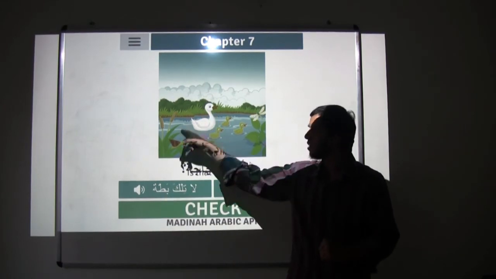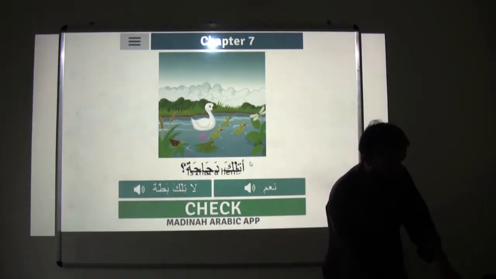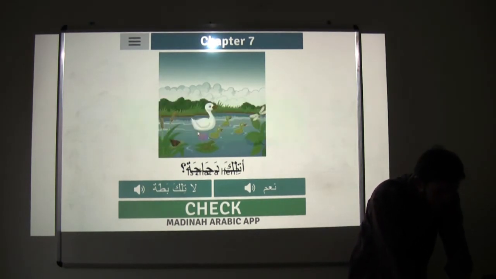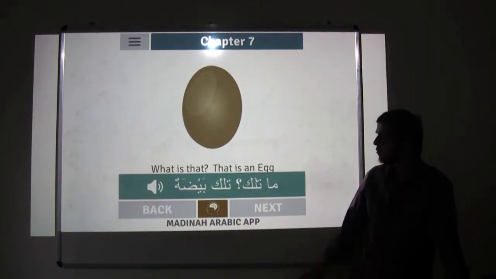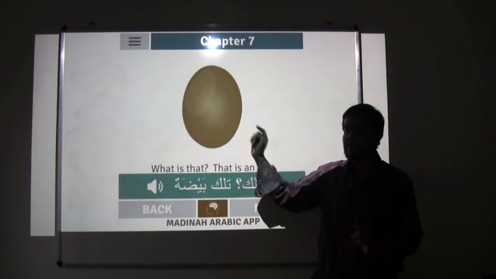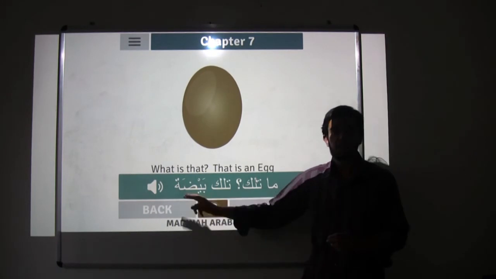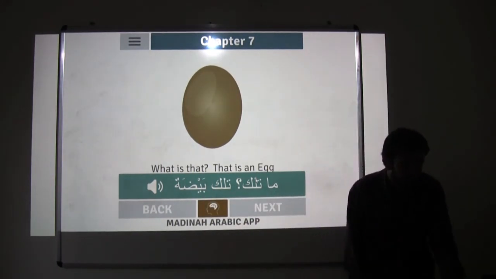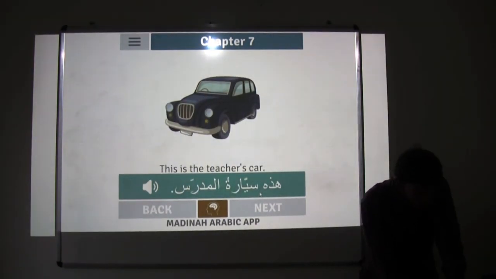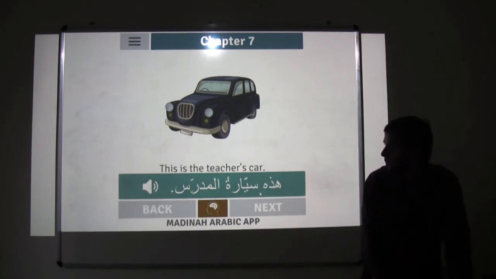Battatun, we use it to refer to a duck or swan. In Urdu we say batakh. Okay, another new word: baydatun. Baydatun means egg, and it is feminine. Ma tilka baydatun? Hadihi sayyaratu al-mudarris.